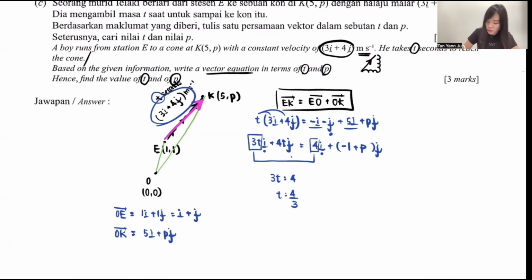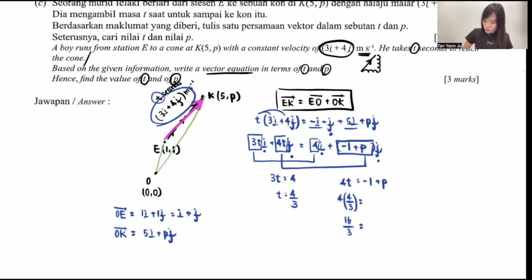Okay? Then continue. The left side got 1j, the right side got 1j. The one in front of j and the one in front of j again should be the same. Okay? So isn't it 4t equivalent to negative 1 plus p? So you guys already get your t answer, which is 4 over 3. So can sub inside. So 16 over 3 equivalent to negative 1 plus p. I think I can get my p answer now. So 16 over 3 plus 1. Got the answer: 19 over 3.